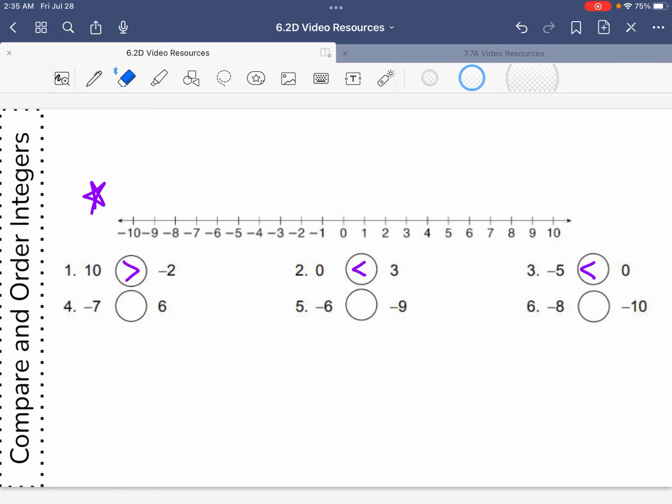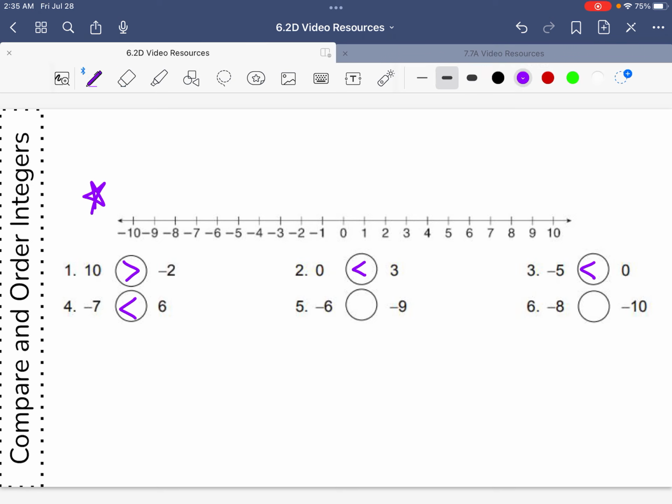All right. So when you compared negative 7 and 6, you should have seen that negative 7 was 7 left of the 0, and 6 was 6 right of 0. So 6 was the greater value, so the inequality symbol would open towards 6.